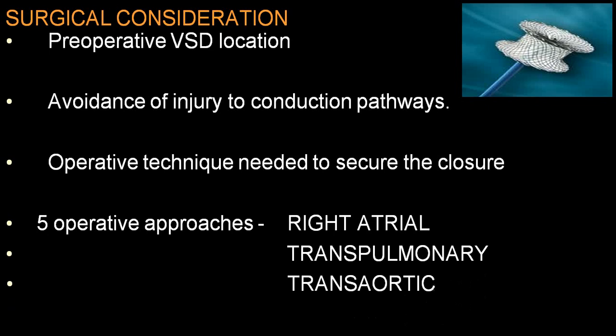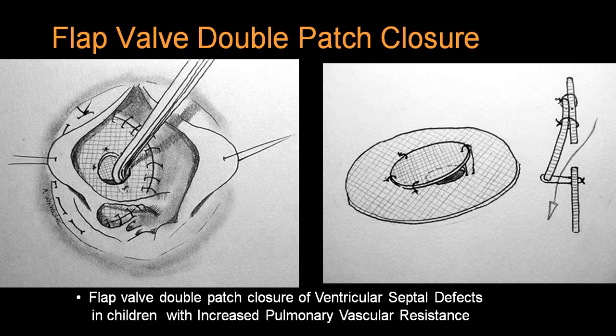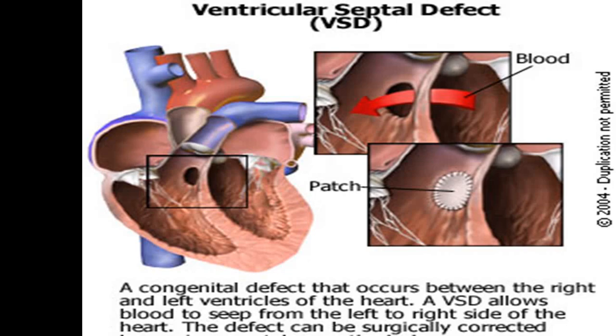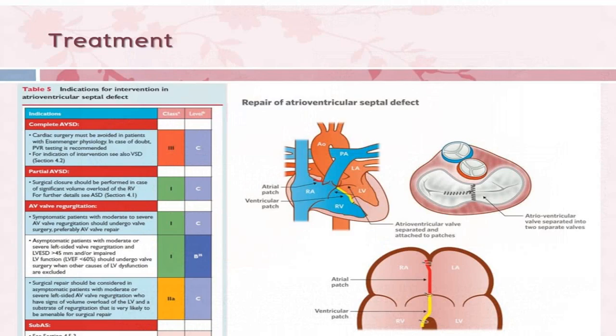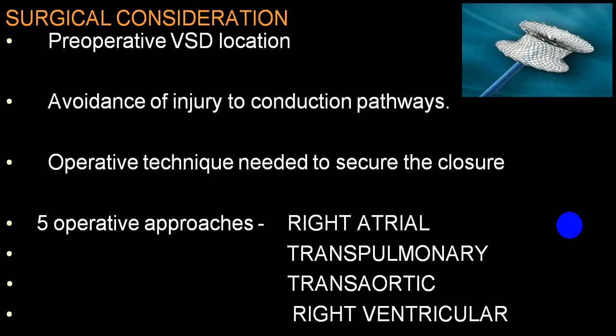Transpulmonary or right atrial approach or transaortic approach or right ventricular approach or left ventricular approach, whichever approach you go for. This is what we call the Dacron flap, and you can have an open surgery and close it, or you can go for what we call catheter closure, and you use this material.